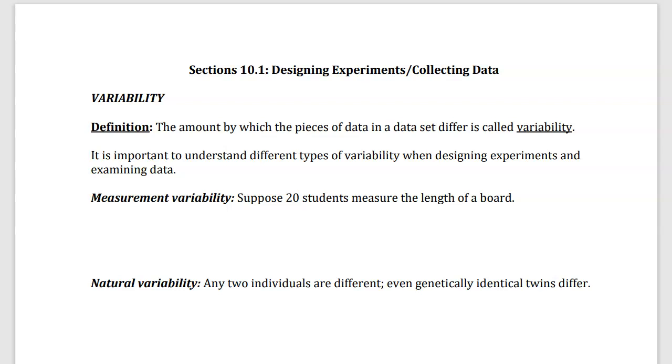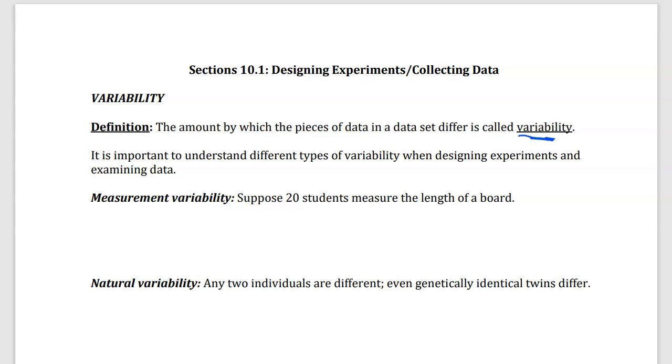We're going to be talking about how to design experiments and collecting the data, and a couple of the things that we need to look at. First, the amount by which the pieces of data in the set differ is called variability.